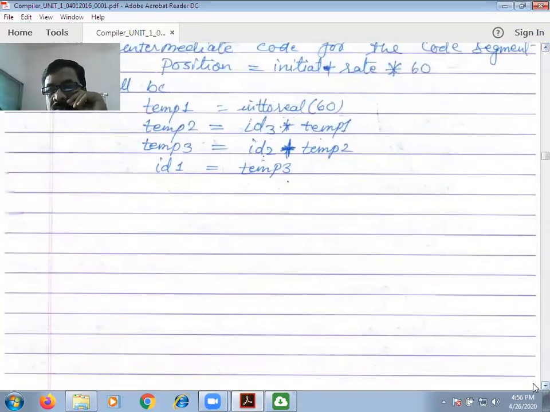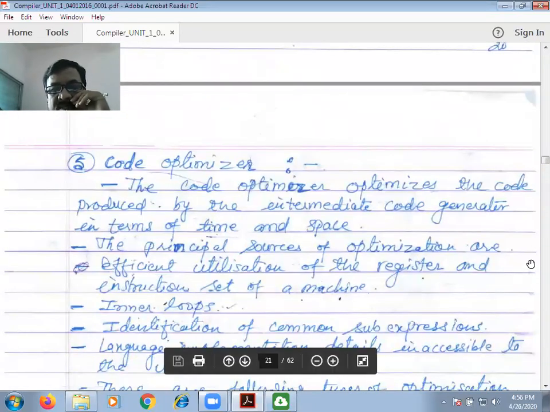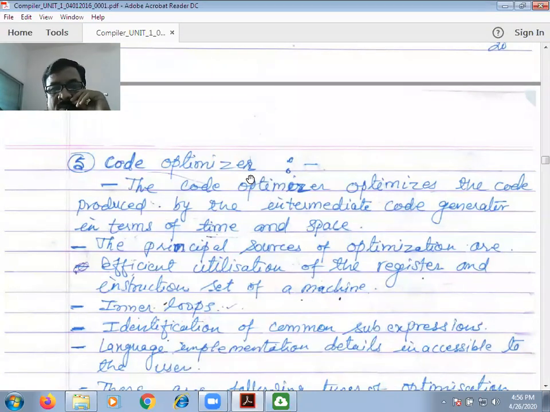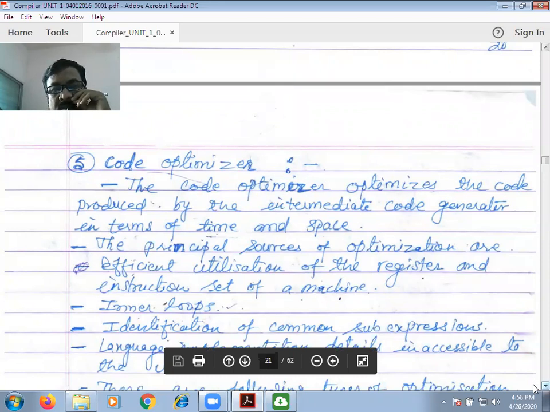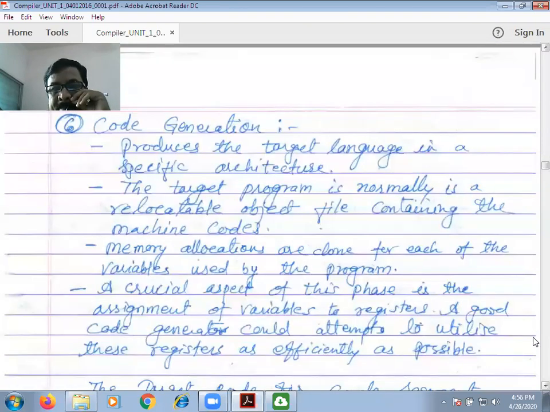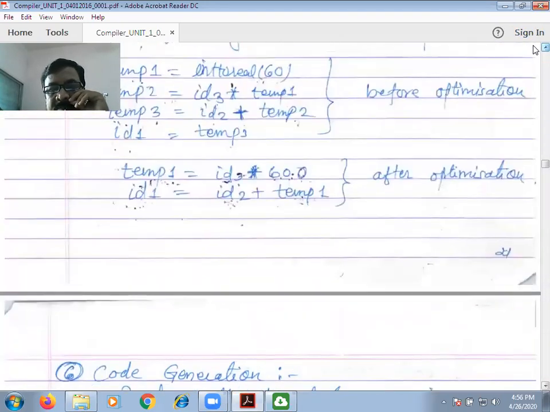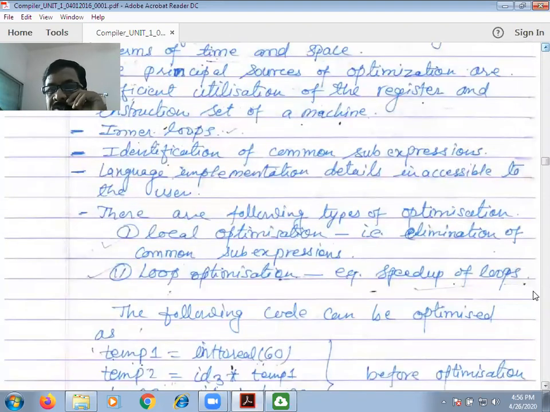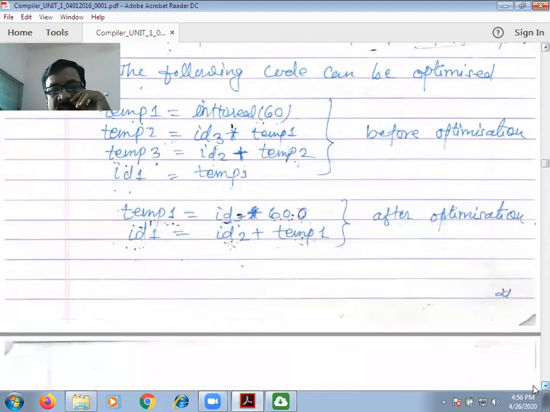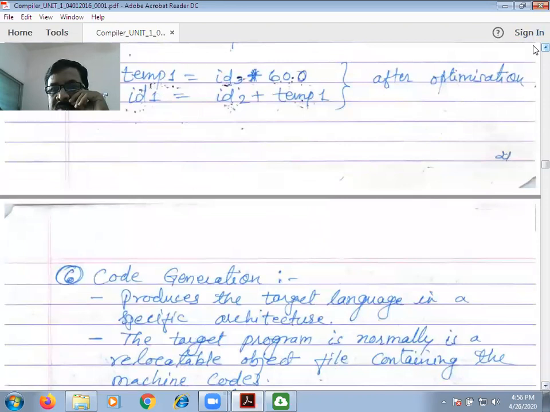This code is further sent to the synthesis phase, which has the code optimizer and code generator. Sorry, the fourth phase, intermediate code generation, is also part of the synthesis. And now this is the code optimizer and code generation phase.